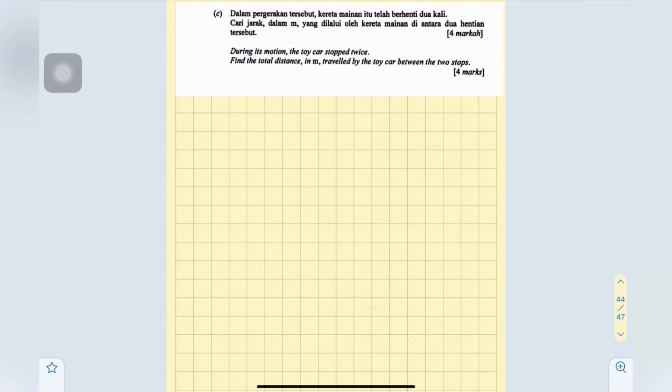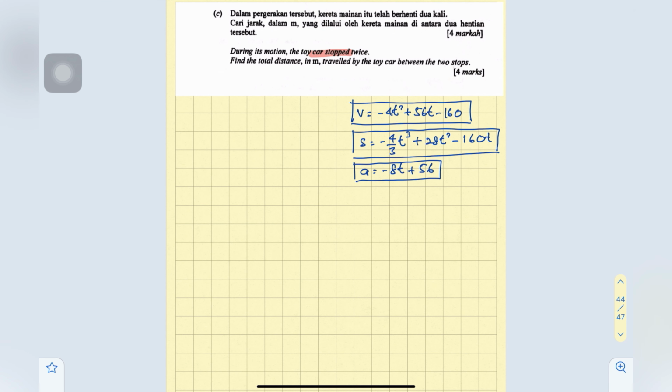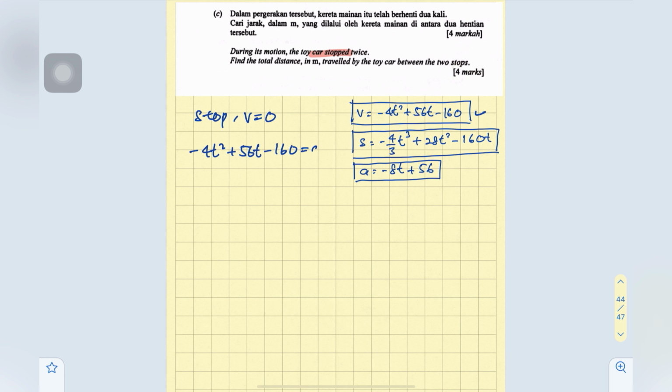C. During its motion, the toy car stopped twice. Find the total distance in meter traveled by the toy car between the two stops. Okay, so perkataan stop, kita tahu kalau stop maksudnya V equal to 0. So kita need to use tadi semua tu lah, yang semua VSA tu kita guna balik from question A. Okay, so stop, V equal to 0, ambil this one.